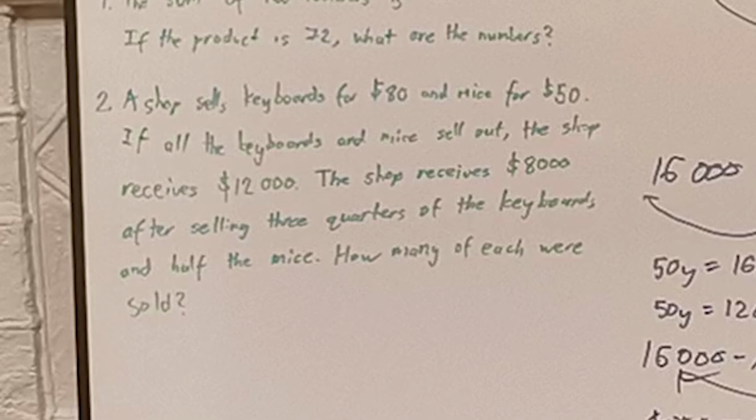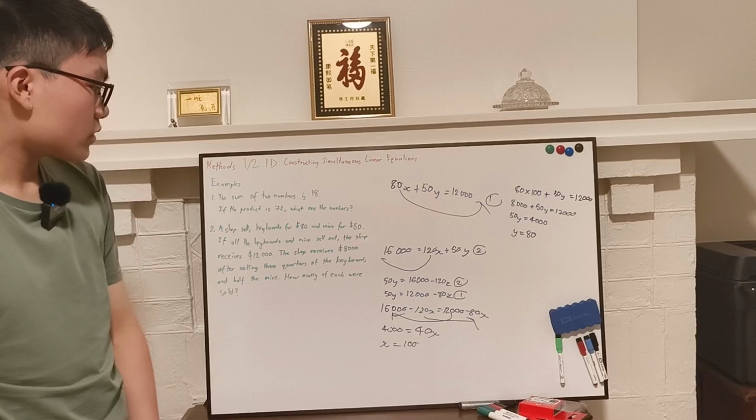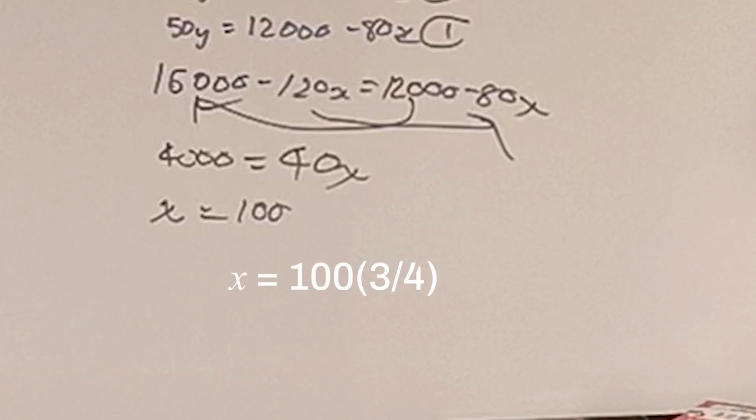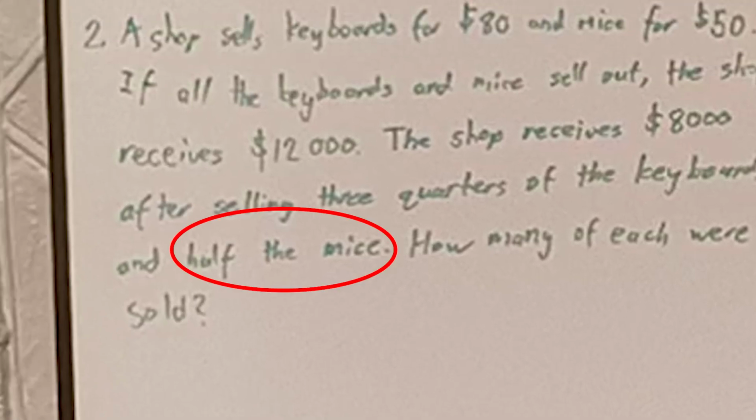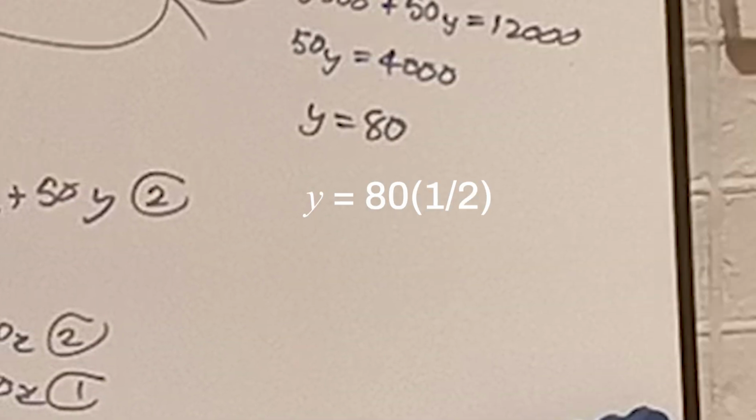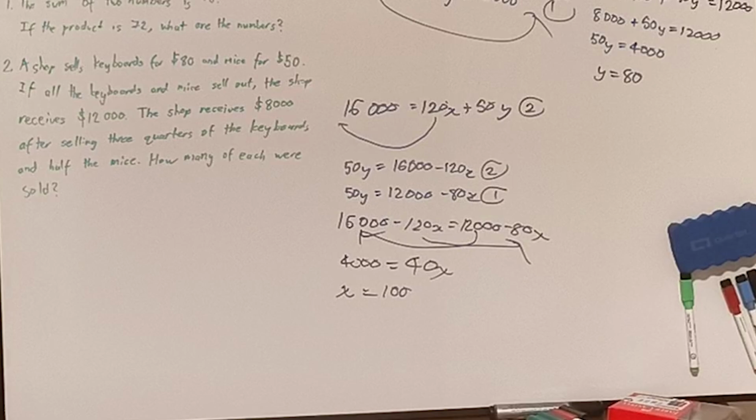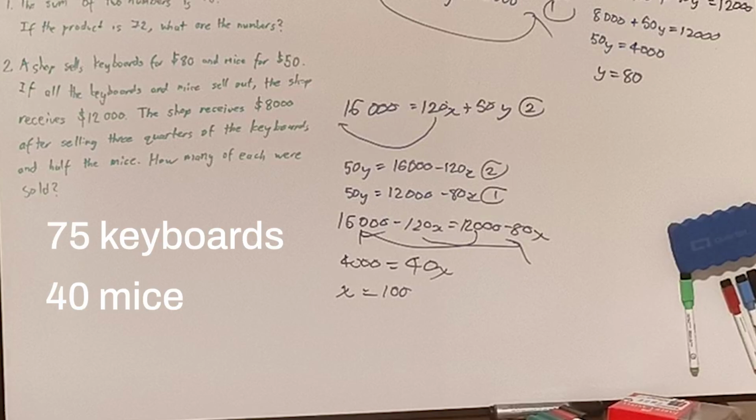When we read the question, it says the shop receives $8,000 after selling 3/4 of the total number of keyboards and half the total number of the mice. How many of each were sold? And we didn't really factor in that last part. So what we need to do now is times 100 by 3/4. So x would therefore be 75. And half the amount of mice, so half times 80, that would equal 40. So therefore, 75 keyboards were sold and 40 mice were sold, and that would be our answer.